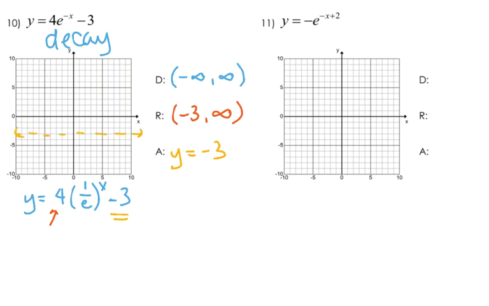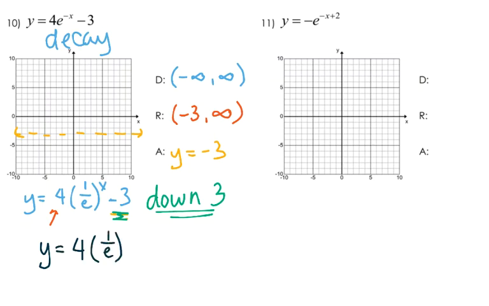Alright, we need some points. I am, again, going to graph a parent function because there's going to be shifting. Really, the only shifting that's going to happen is from that asymptote, it's going to go down 3. So, my parent function, let's see, I'll do it in this darker color, is y is equal to 4, 1 over e to the x.